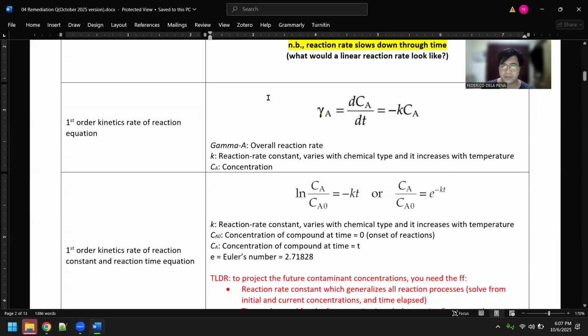Right? And first order kinetics are usually approximated by this equation. Your r_A is just equal to negative k, your reaction rate constant, times C, your current concentration. This k is usually determined either from the laboratory or from field testing.